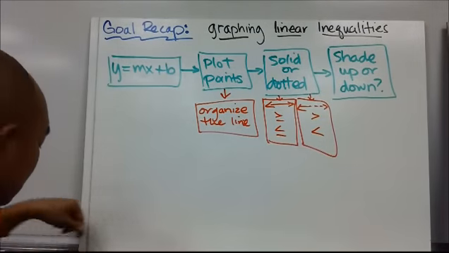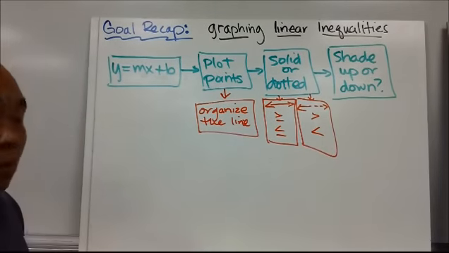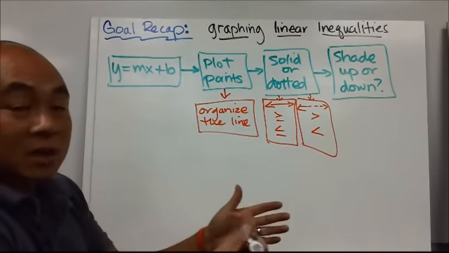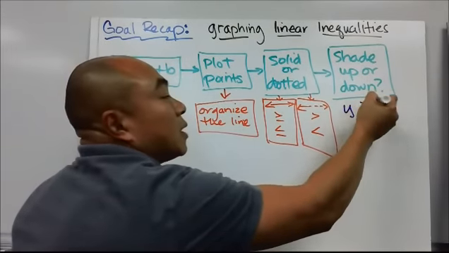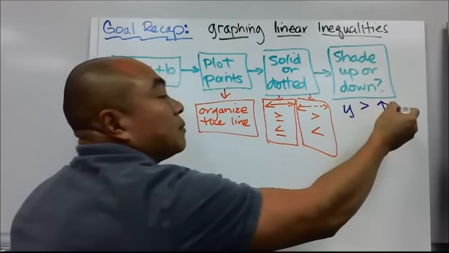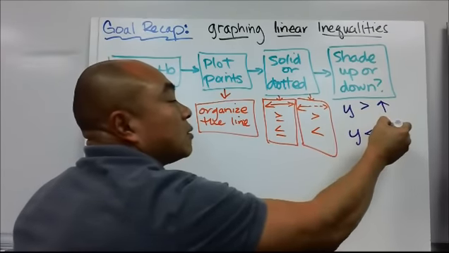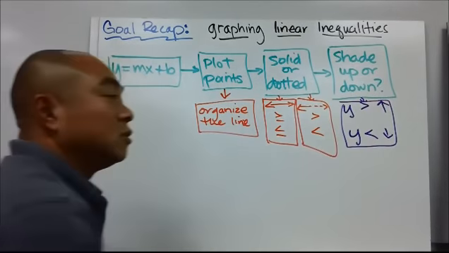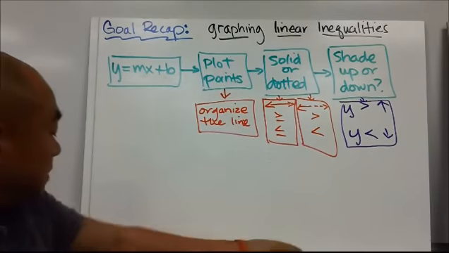And then finally, if we wanted to shade, all we have to figure out is how do we shade. So to shade this, whether it's an up or down type of shade, all you have to remember is y is greater than, that means you are shading up. And then if y is less than, you are shading down. So that is your basic guide on how to shade and, of course, to graph linear inequalities.